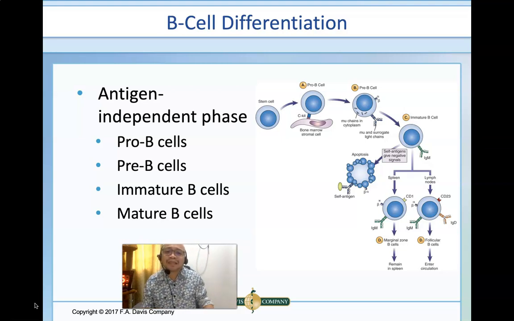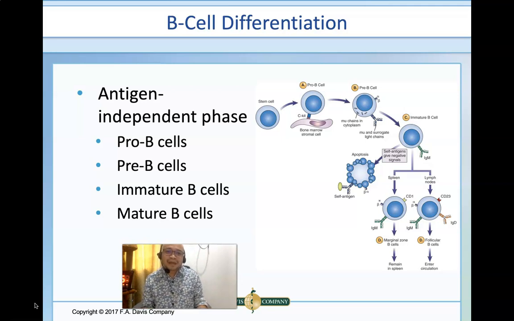Now, as you can see, why is c-kit important? If you want, you may proceed to page 52 of your book. It says here, c-kit is a receptor on the pro-B cell. It interacts with a cell surface molecule called stem cell factor on stromal cells. This is very important because the interaction will eventually trigger the activation process.